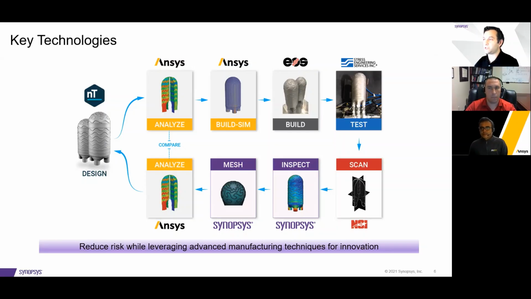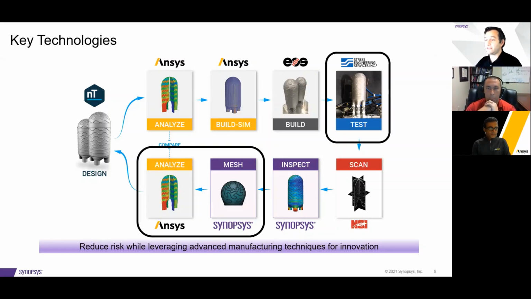Then simulation of the actual build and the building process were the subject of the third webinar with ANSYS and EOS. And then the fourth one was looking at the scan to inspect workflow. So CT scanning the part and bringing that into Simpleware software from Synopsys to do that inspection. And then now we're here today looking at the meshing to the analysis of the as-built part, and then also validation through physical testing. So the whole idea of this whole workflow is to reduce risk of poor parts in production while leveraging advanced manufacturing techniques for innovation.